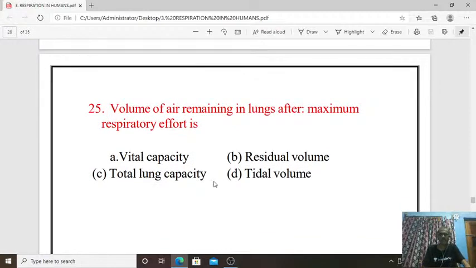Volume of air remaining in lungs after maximum respiratory effort is called what? So it is residual volume. Residual volume is the volume of air which remains inside the lungs after maximum respiratory effort. A small amount of air which remains in the lungs after maximum respiratory effort is called residual volume. So by this I am going to wind up today's session, that is the respiration topic.